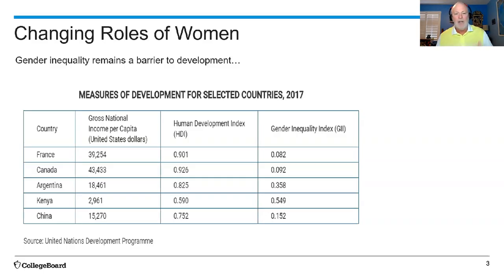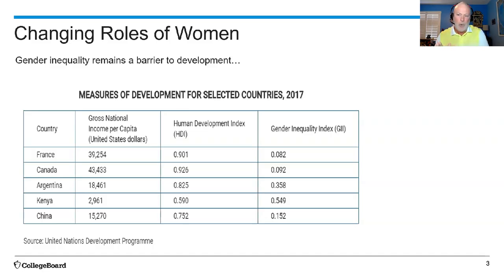Things are getting better, but if you look at this chart, you can see that France, Canada, Argentina, Kenya, and China have been selected because we have a wide range of countries there: European countries, African countries, Latin American countries, Asian countries. And look at what's happening here in terms of income being very different. In the left-hand column is income. In the middle column is the Human Development Index, remember that's health, wealth, education. Certainly we can see a variation. Some are very high. Remember, closer to 1 is a great number there.